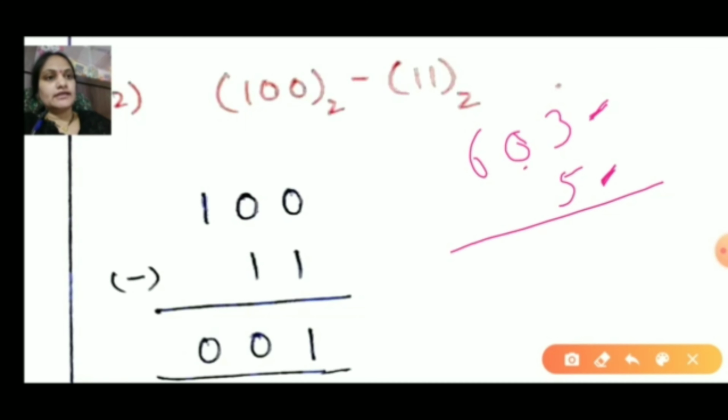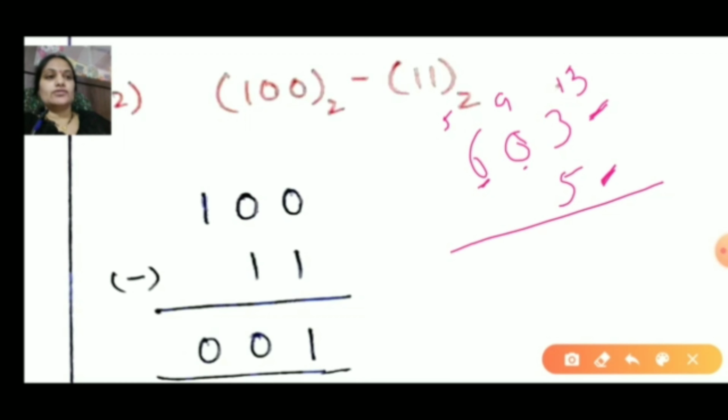Here 0 is unable to give borrow to 3. That's why this 6 will give one borrow to 3. Now 3 becomes 13, and 6 becomes 5. And what about the 0? 0 becomes 9 because 9 is the highest digit in the decimal number system.